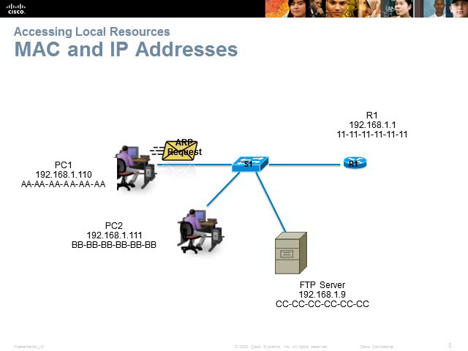So the FTP server says, hey, somebody's trying to get in contact with me. They need my MAC address. They respond to the ARP request, and then PC1 has an ARP table on its computer that links up that 192.168.1.9 to the MAC address of all C's. And that is how traffic moves on the local network. Your PC uses an ARP request to figure out what the MAC address is of something that you know the IP address for. That is ARP.